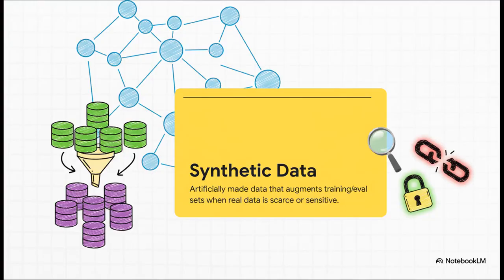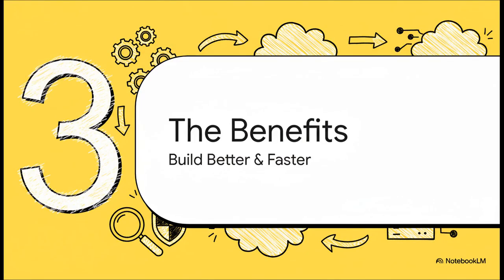Okay, so what is it? To put it simply, synthetic data is information that's artificially made up, not generated by real-world events. It's designed to have the same statistical feel as a real dataset, but, and this is key, without containing any of the original, sensitive information. You basically use it to fill in the gaps when your real-world data just isn't cutting it. So, what's the big win here? Well, when you use it the right way, this isn't just a workaround. It can be a massive accelerator for building better models faster.